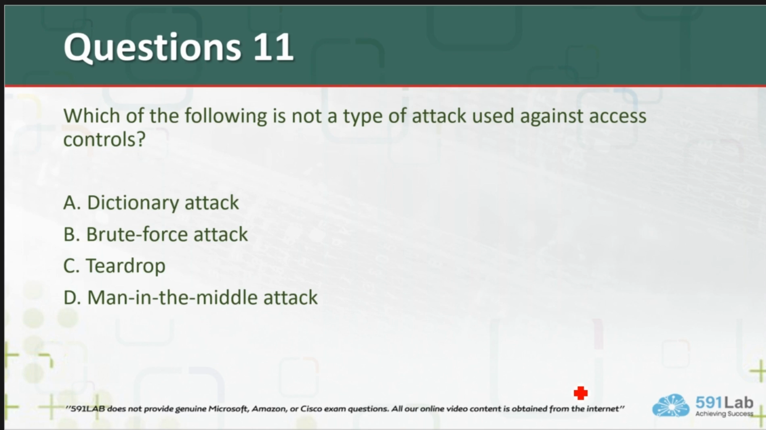So, as we said, dictionary attack, of course, is an authentication attack, as well as brute force, as well as man in the middle. But teardrop attack is a different one. This is not actually against access control. This is a type of denial of service attack rather than an access control attack. So the answer for this one is C.